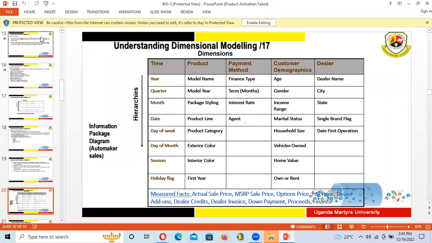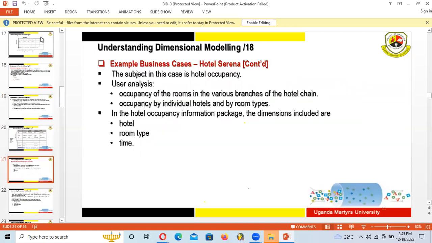Here we have an information package diagram. As you can see, there is year, model name, financial type, age, dealer. This is an example of the information package diagram. And we have another example.